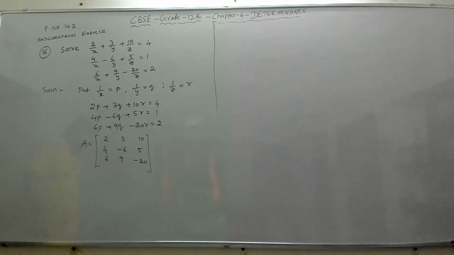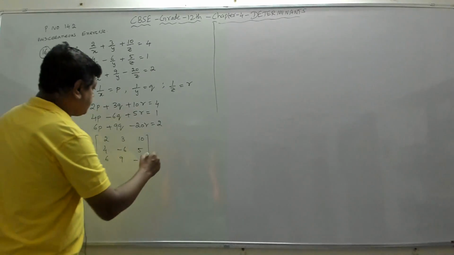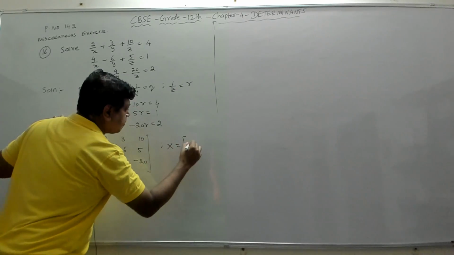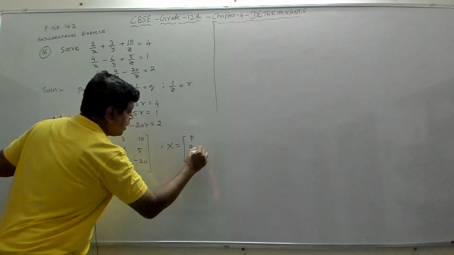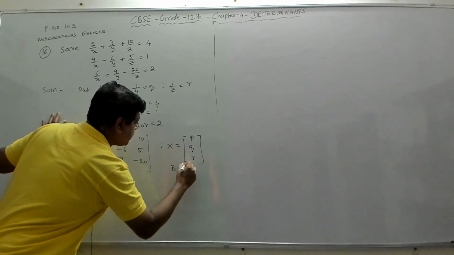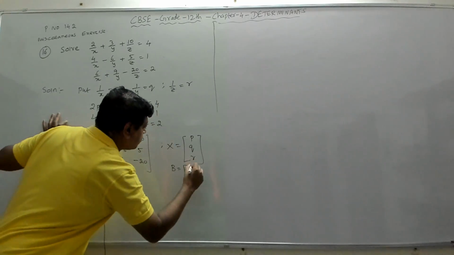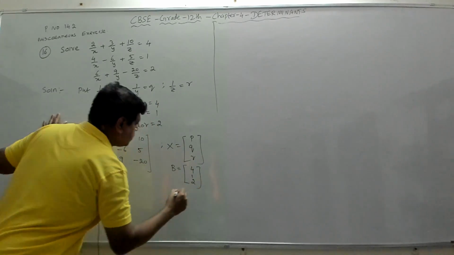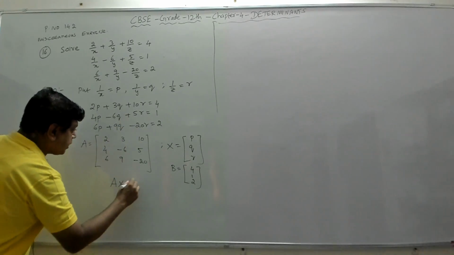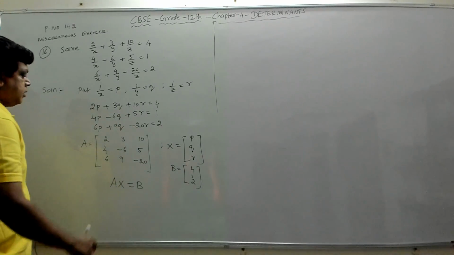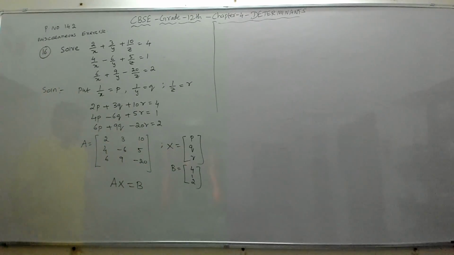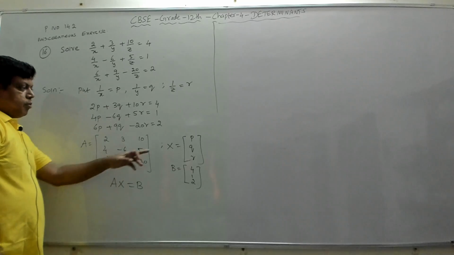Then I'll call the other one the X matrix. Capital X matrix will be p, q and r. It will have the variables. Then our matrix B will be 4, 1, 2. So this equation can be represented as a matrix expression AX equal to B. If you multiply A into X, you'll get this.